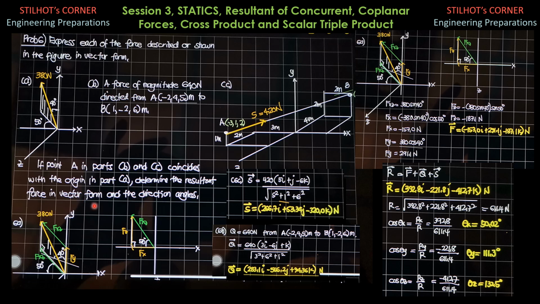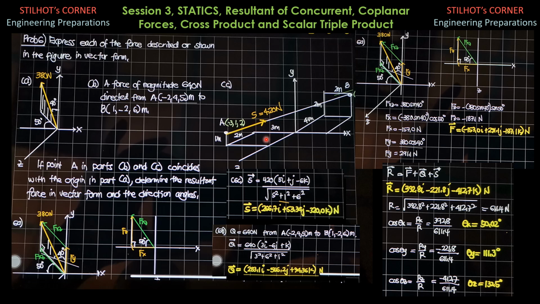Determine the resultant force in vector form and the direction angles. So direction angles, the angles theta x, theta y, theta z of the resultant force. So we will call the force in part A as F, the force in part B as Q, and in part C S, and the resultant R.